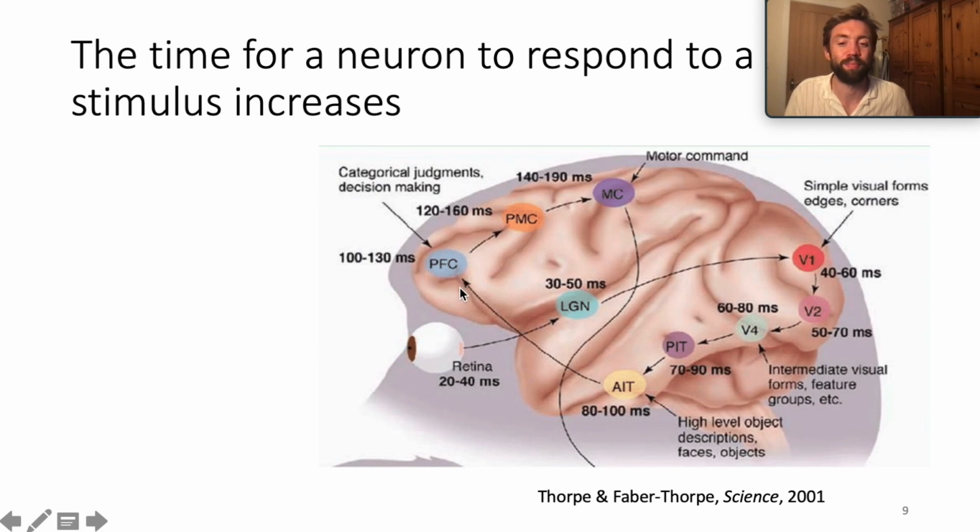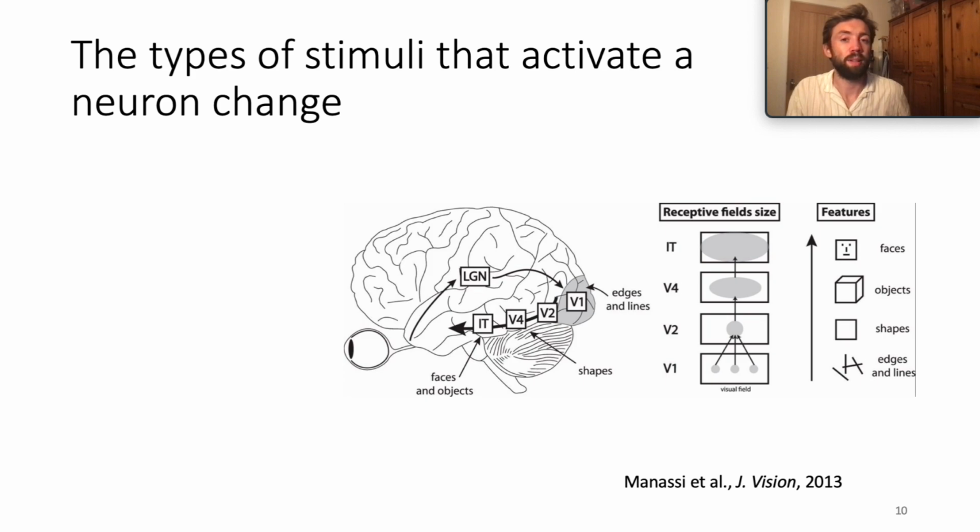So in addition to the timing of a response to a visual stimulus, also the types of stimuli that will cause a response change as you move up the hierarchy. So there are two important concepts here. One is the receptive field, and the other is the feature. So the receptive field is the part of space that a neuron is receptive to, or the parts of space that can cause a firing response in a particular neuron. And space here is defined as the visual space.